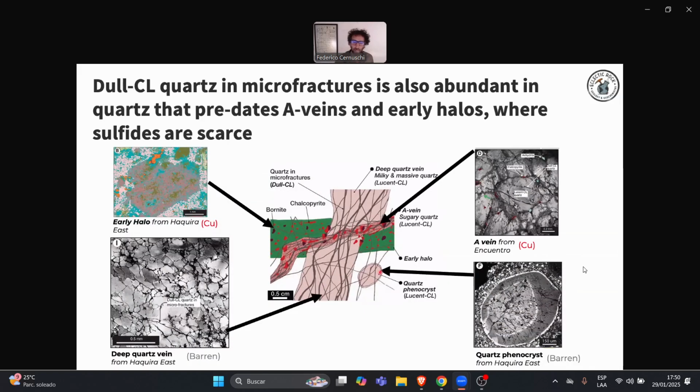So the only way to explain this cross-cutting relationship, because these occur in the same piece of core, in the same intercept, is that these sulfides were in the A veins and the early halos that cross-cut these veins that are barren, and then these late dark CL quartz come later.